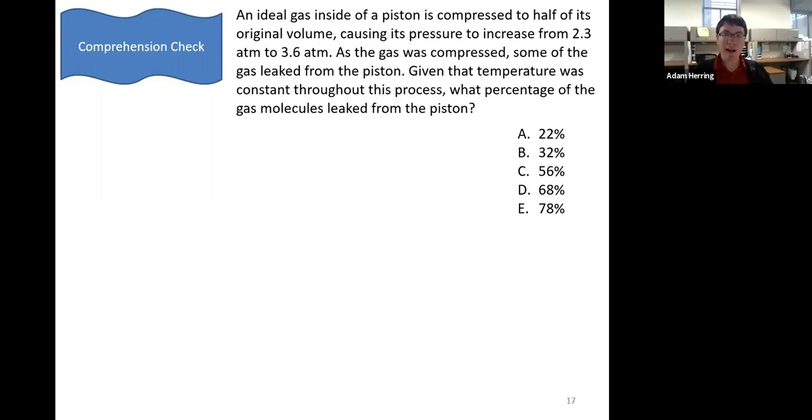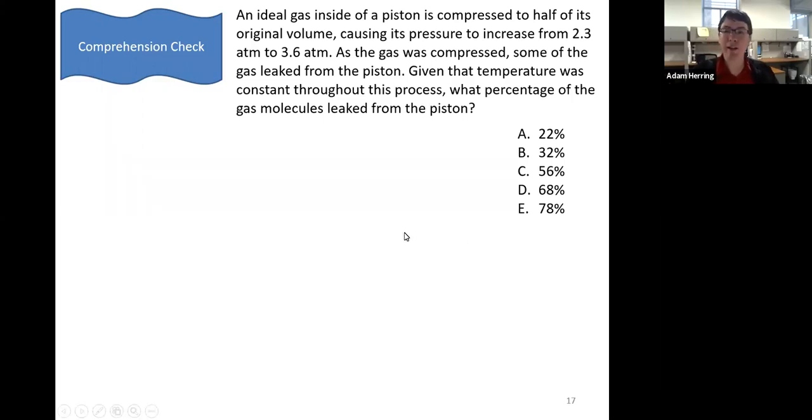So we have an ideal gas inside of a piston, and we're compressing the volume to half. That causes the pressure to go up from 2.3 atmospheres to 3.6. We would expect it to double. However, as the gas was compressed, some of the gas leaked out. So given that the temperature is constant, what percentage of gas molecules leaked out from the piston?